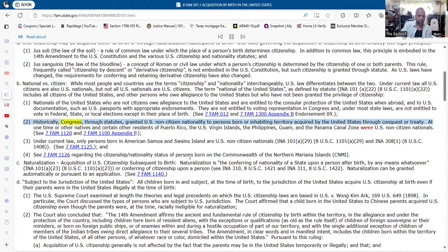2. Historically, Congress, through statutes, granted U.S. non-citizen nationality to persons born or inhabiting territory acquired by the United States through conquest or treaty. At one time or other, natives and certain other residents of Puerto Rico, the U.S. Virgin Islands, the Philippines, Guam, and the Panama Canal Zone were U.S. non-citizen nationals. Okay, so check it out. So they're telling you here, and you've got to love how they have the word "were" here in red, which represents royalty. And notice how they say it's now U.S. non-citizen nationals.